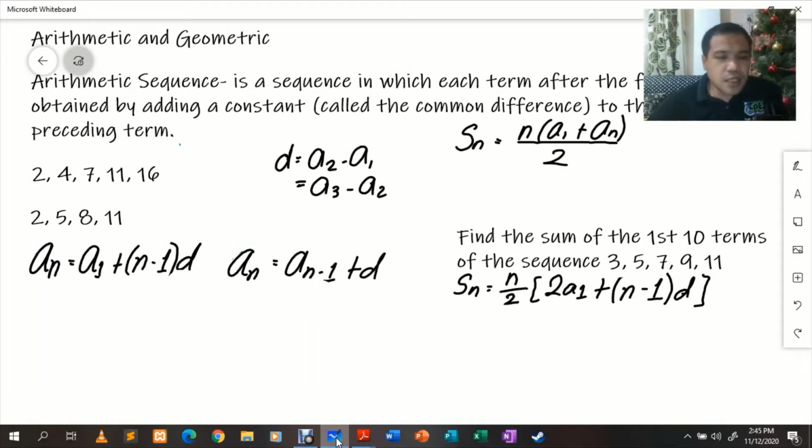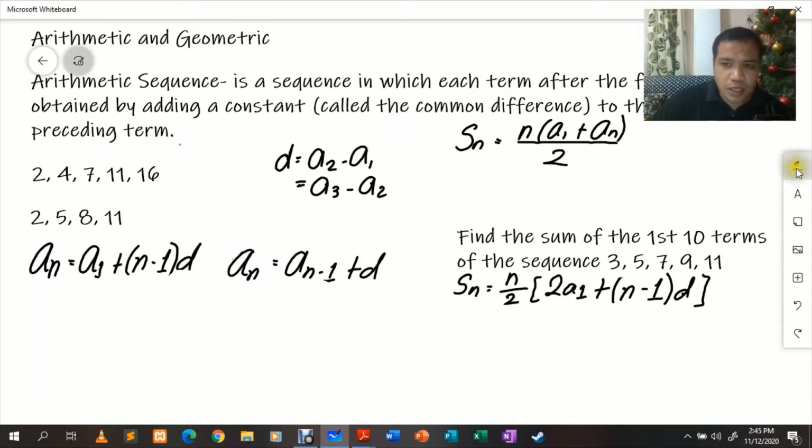Under the sequence and series, we can identify a sequence if it's arithmetic or geometric. So arithmetic sequence definition is a sequence in which each term after the first is obtained by adding a constant called the common difference to the preceding term. Ibig sabihin, mula dun sa first term, mag-a-add lang tayo ng constant which is called the common difference ng paulit-ulit para makuha natin yung mga succeeding terms.